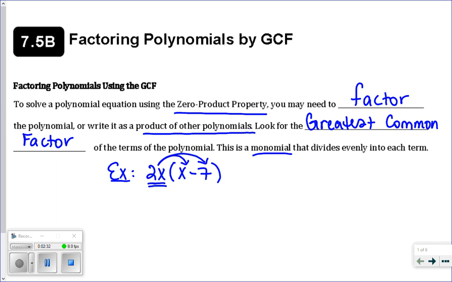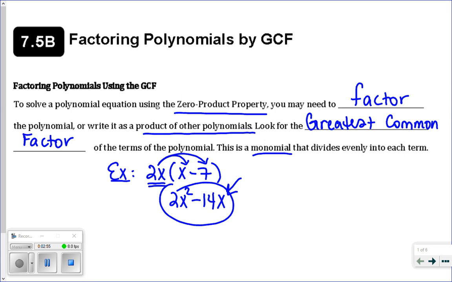So it would be 2x times x. That would result in a 2x squared. And then 2x times a negative 7 would result in a negative 14x. Well, what we're doing when we factor the GCF is we're essentially doing that in reverse. We're starting off with this guy right here, this polynomial, this whole thing.